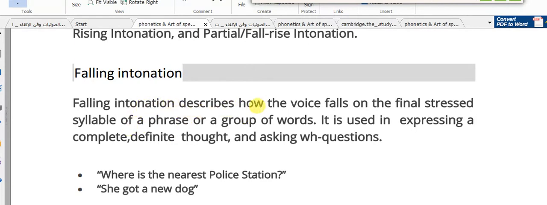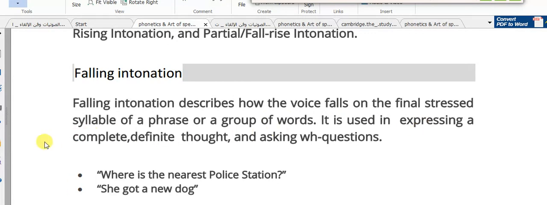Falling intonation describes how the voice falls on the final stressed syllable of a phrase or a group of words. احنا دايما بنرسمه على الكلمة او على اخر الجملة يعني ممكن السنتس الواحدة يبقى عليها اكتر من curve او اكتر من intonation line.